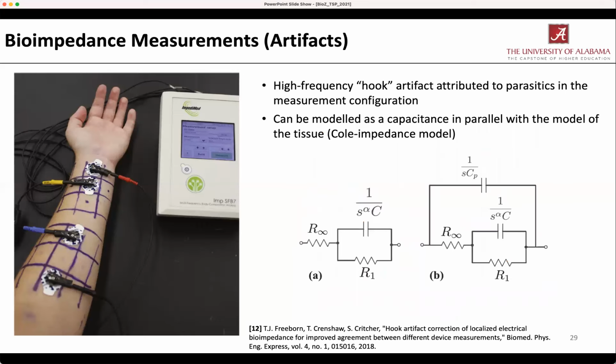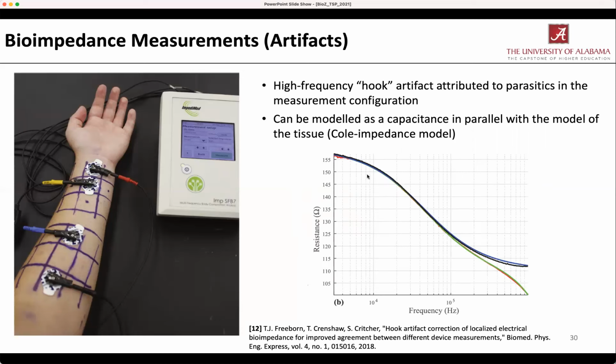What we've actually shown here also is that hook is often attributed to a parallel capacitance with the tissue under study. So it could be contributed from the instrument, could be parallel paths to ground, from the instrument to localized ground, so leakage away of current from your instrument. And you can model that as a parallel capacitor. And what we showed is if you do that, you can extract that capacitance value and then get similar agreement between both your instruments.